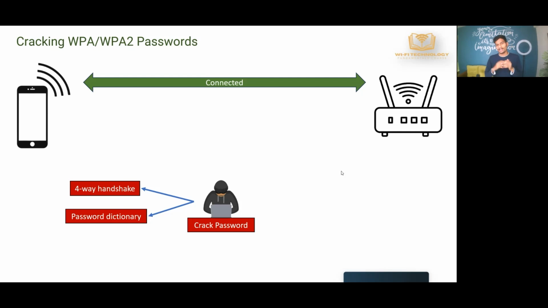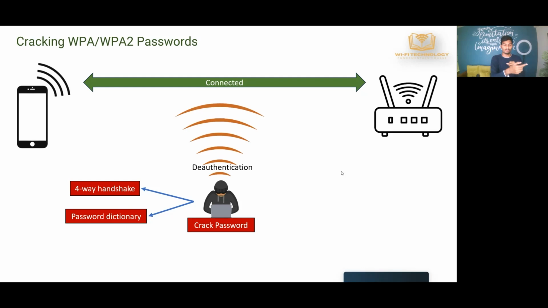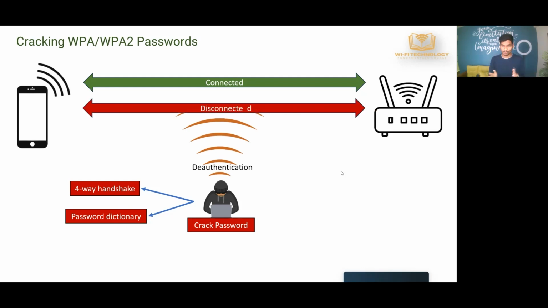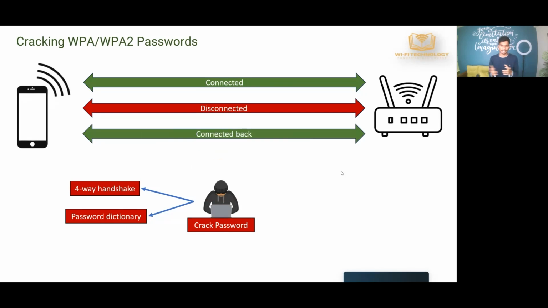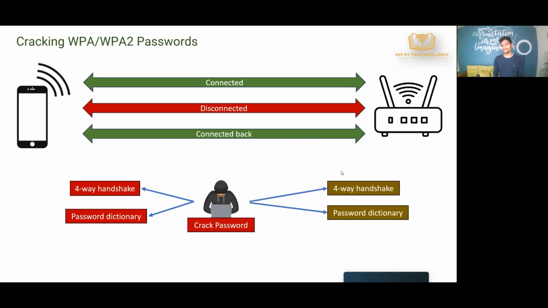Else, if 11w is disabled, he can disconnect the client and access point. Once the client and access point disconnect, he can stop the deauthentication flood, and they will connect back. While the access point and client are connecting back, he can capture the four-way handshake. So now he has the four-way handshake and the password dictionary, which he can get from the internet.